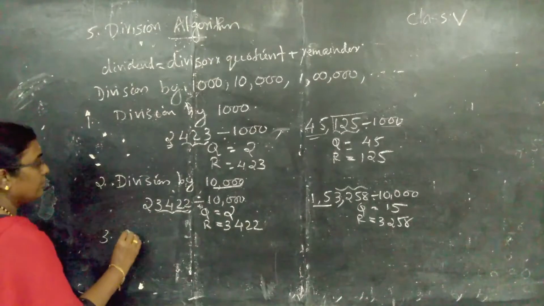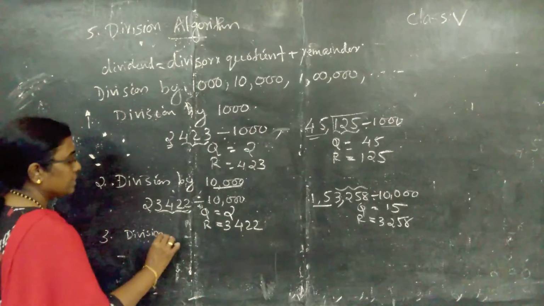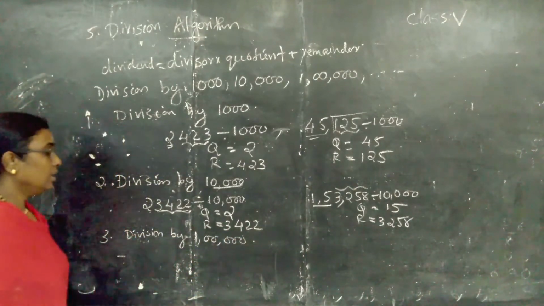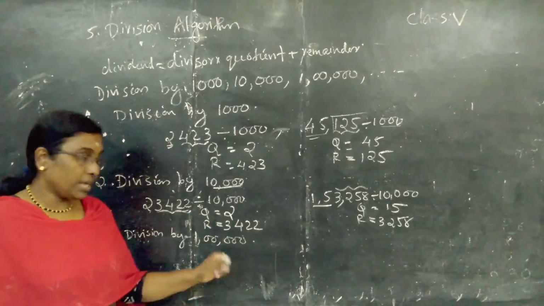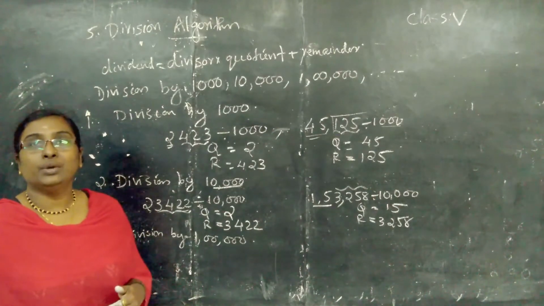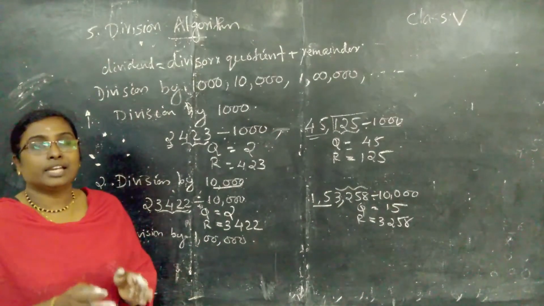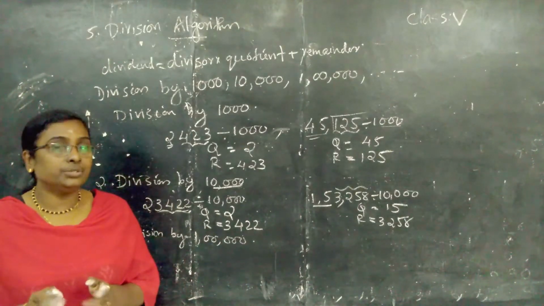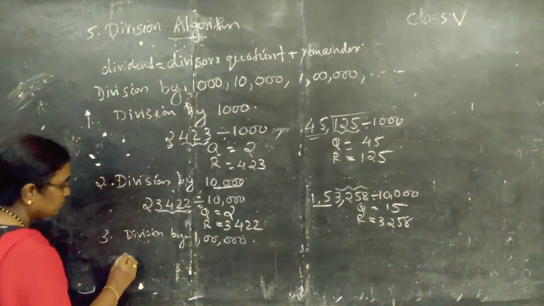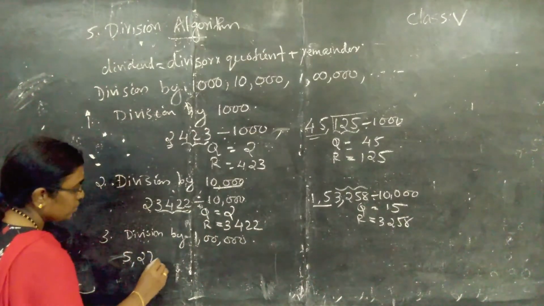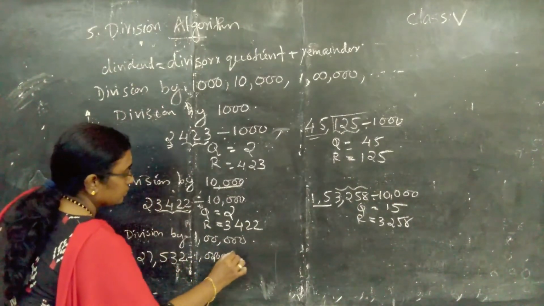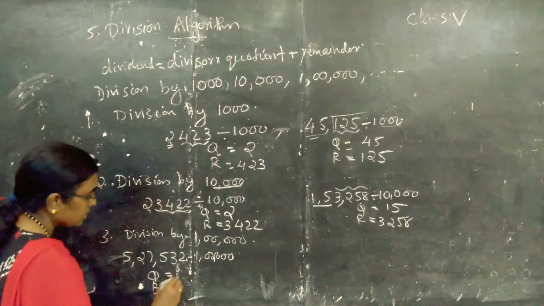Okay. Similarly, we can divide a number by 1 lakh. Division by 1 lakh. Here, how many zeros in 1 lakh? 5 zeros. So, as above, when a number is divided by 1 lakh, remove the last 5 digits to get the quotient. Okay. Here, 5,27,532 divided by 1 lakh. Here, the quotient and remainder.